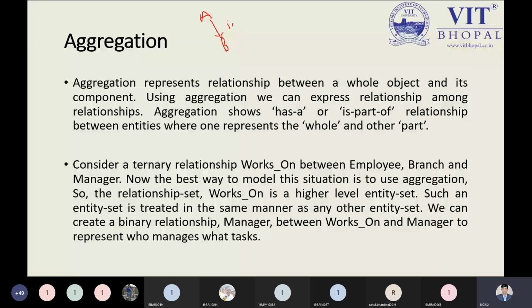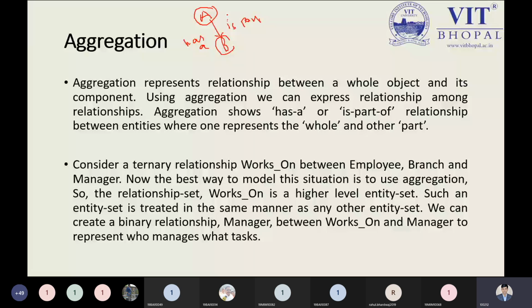So I can represent this as is a part of. Okay. So B is a part of A, or A is a part of B, depending on which direction you are reading. Or we can determine it like this: A has a B. Suppose A is a father and B is a child. So father has a child, and child is a part of the father. So we can read out all the information like this.